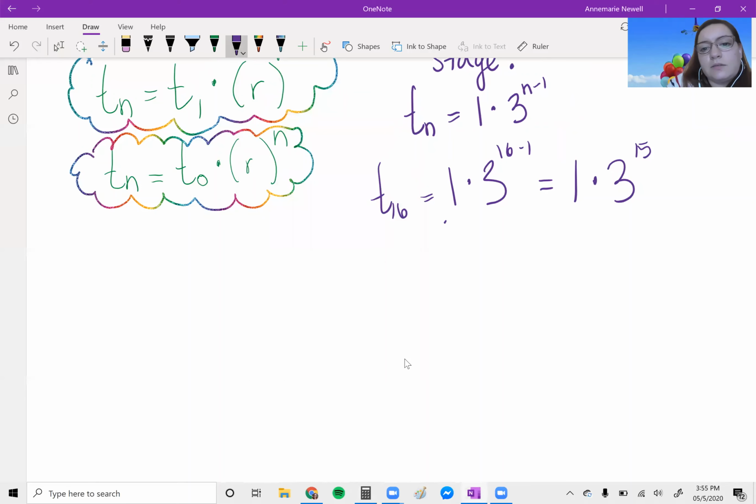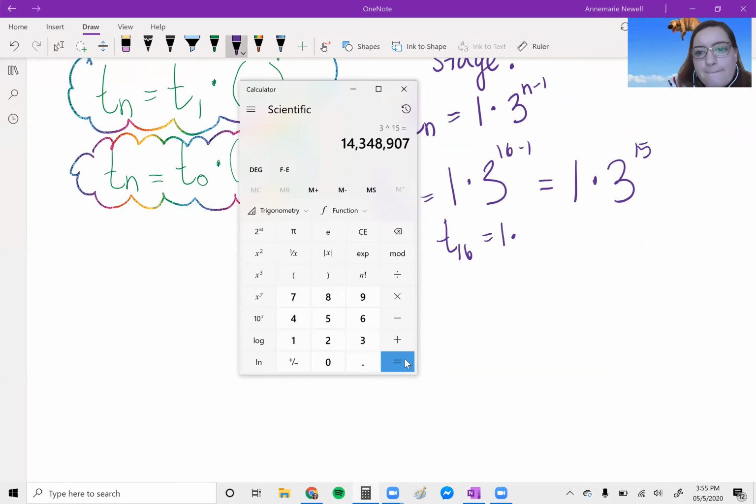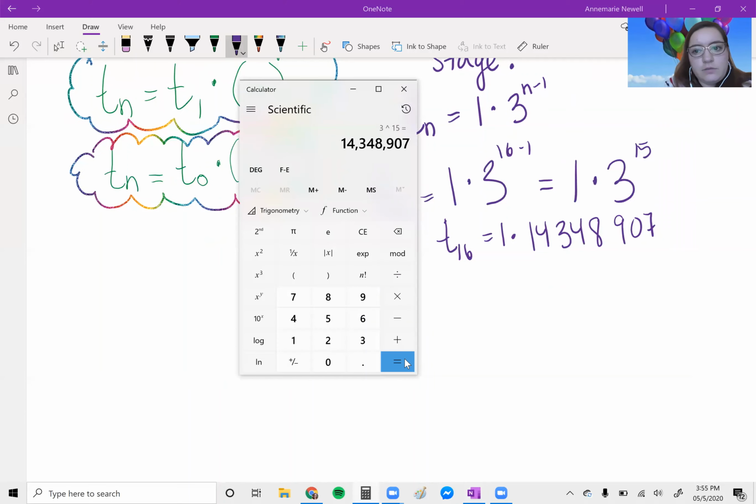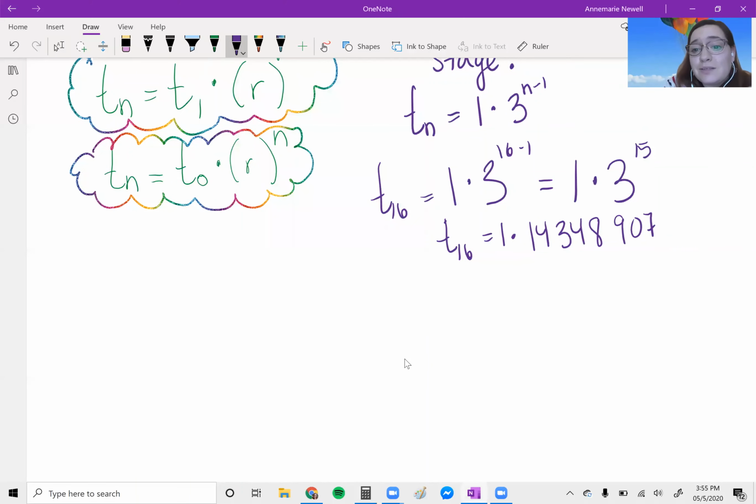So T sub 16 equals 1 times 14,348,907. Oh my gosh, that's so many triangles. Times 1, that doesn't change anything, okay?